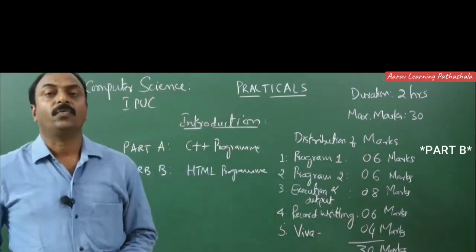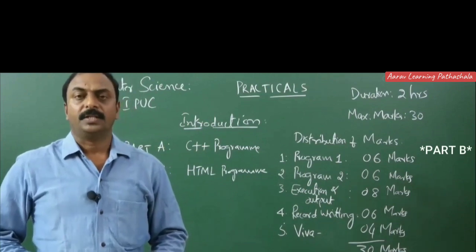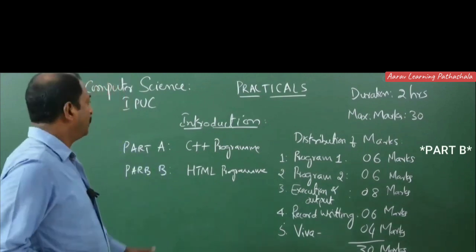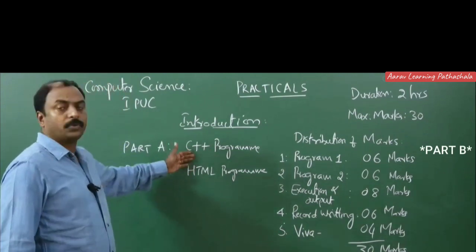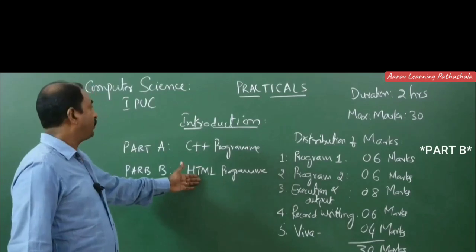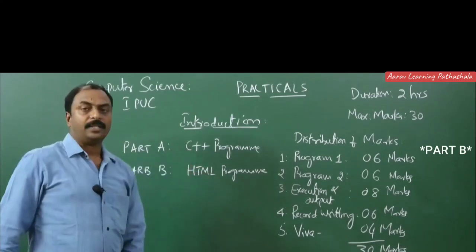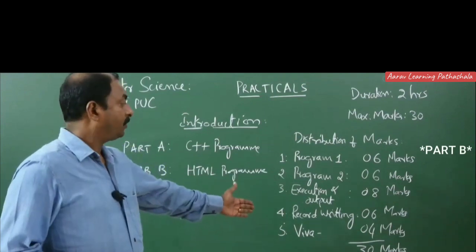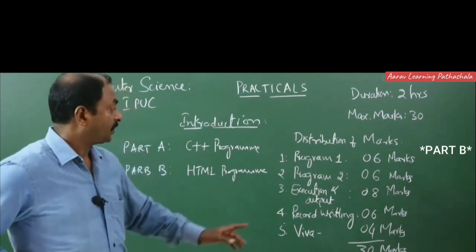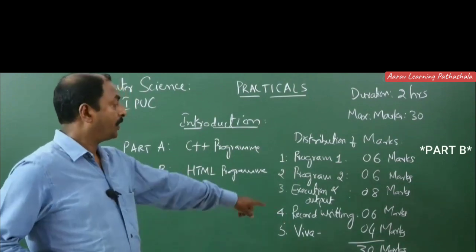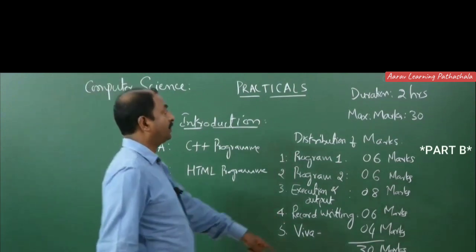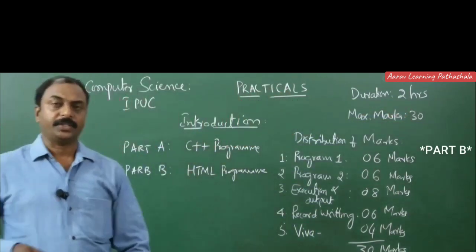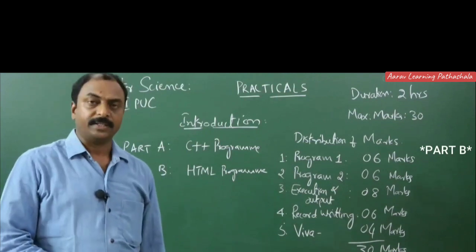Next one is Viva. Viva is 4 marks. The external examiner, he will ask you questions based on the questions what you have written or what you get in the examination. Either from part A or from part B, they will ask few questions. So based on that, you are going to get marks for Viva. The maximum marks for Viva is 4 marks. Altogether is 30 marks, and duration for this is 2 hours. Students, this is introduction to computer science practicals.